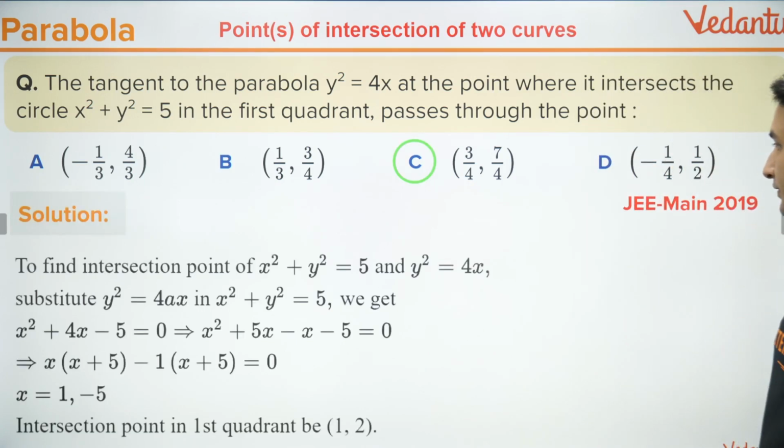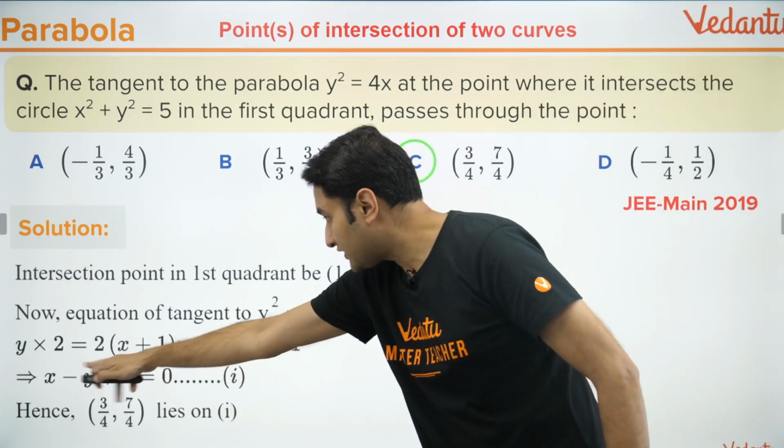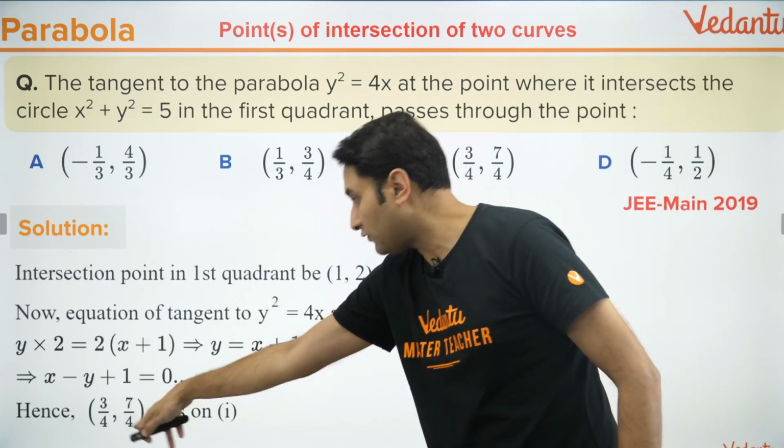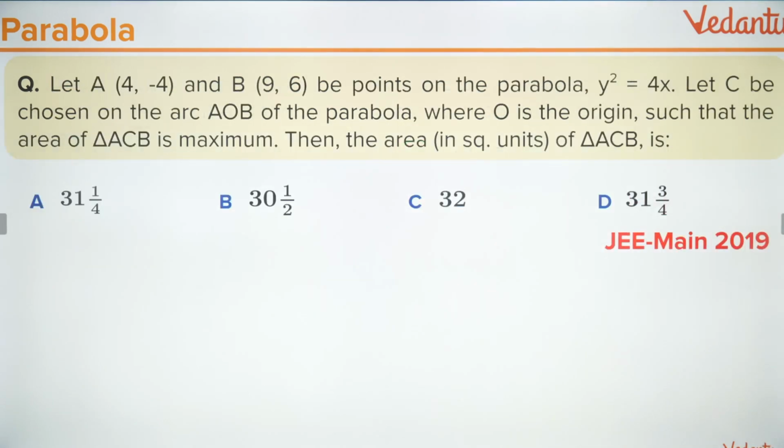ठीक है? So equation of tangent आ जाएगी y is equal to x plus 1. So 3 comma 4 and 7 comma 4 lies on it. The answer is C. Let's move ahead. Now look at this problem बच्चों.